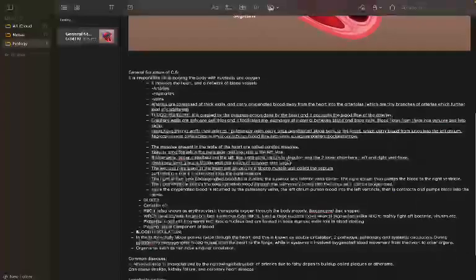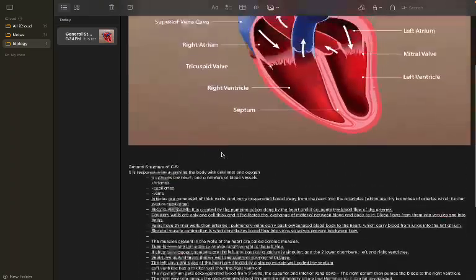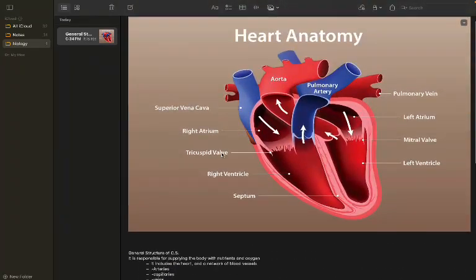Okay, moving on. The muscles present in the walls of the heart are called cardiac muscles. You should know that because they will ask you to possibly fill in the blanks. Keep in mind, the left is the right side and the right is the left side. This just means the cross-section of the heart. You may think that the left and right side are just as you think it is, but no. Your right side is the heart's left side, and your left side is the heart's right side.